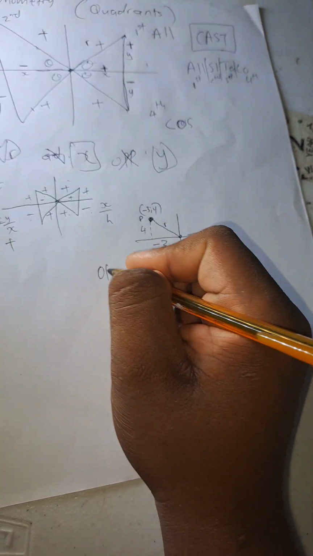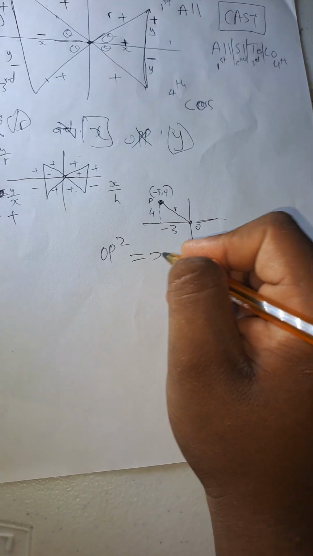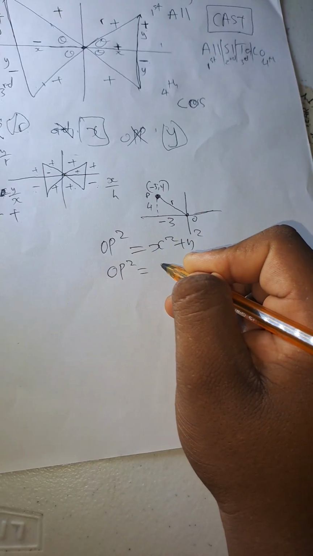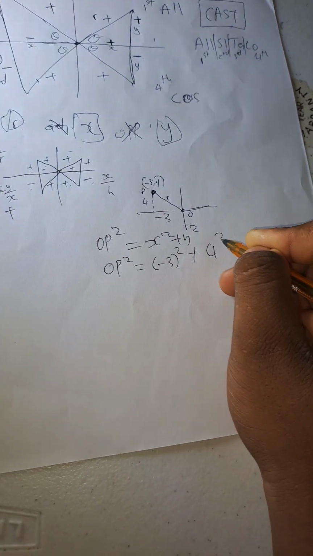You can say OP, simple, to save time, is equal to, what is my x? x squared plus y squared. OP squared is equal to minus 3 squared plus 4 squared.